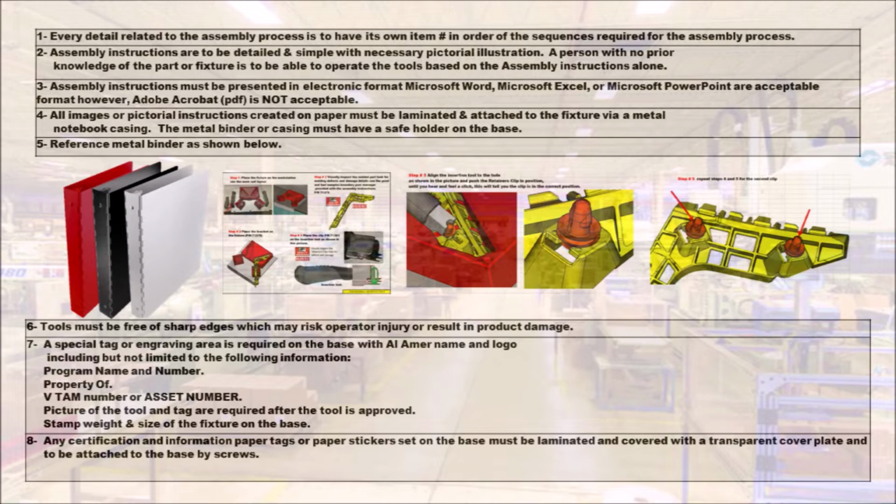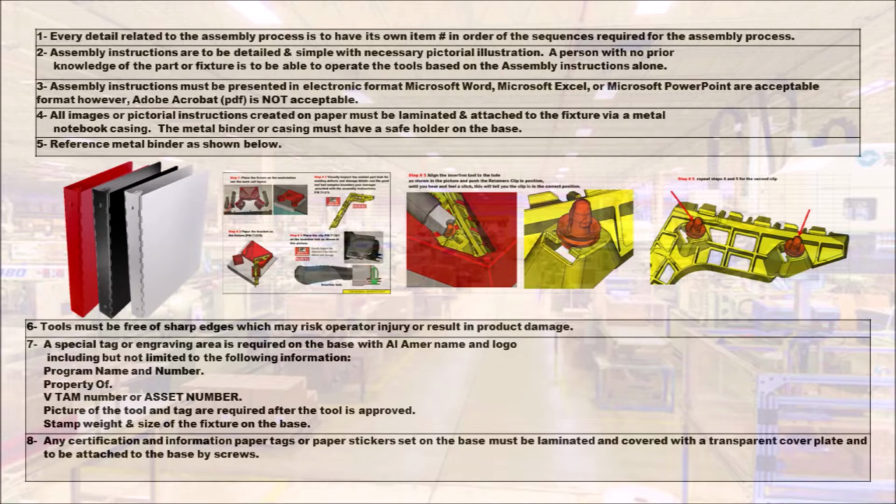3. Assembly instructions must be presented in electronic format. Microsoft Word, Microsoft Excel, or Microsoft PowerPoint are acceptable formats. However, Adobe Acrobat, PDF, is not acceptable. 4. All images or pictorial instructions created on paper must be laminated and attached to the fixture via a metal notebook casing. The metal binder or casing must have a safe holder on the base. 5. Reference the metal binder as shown below.